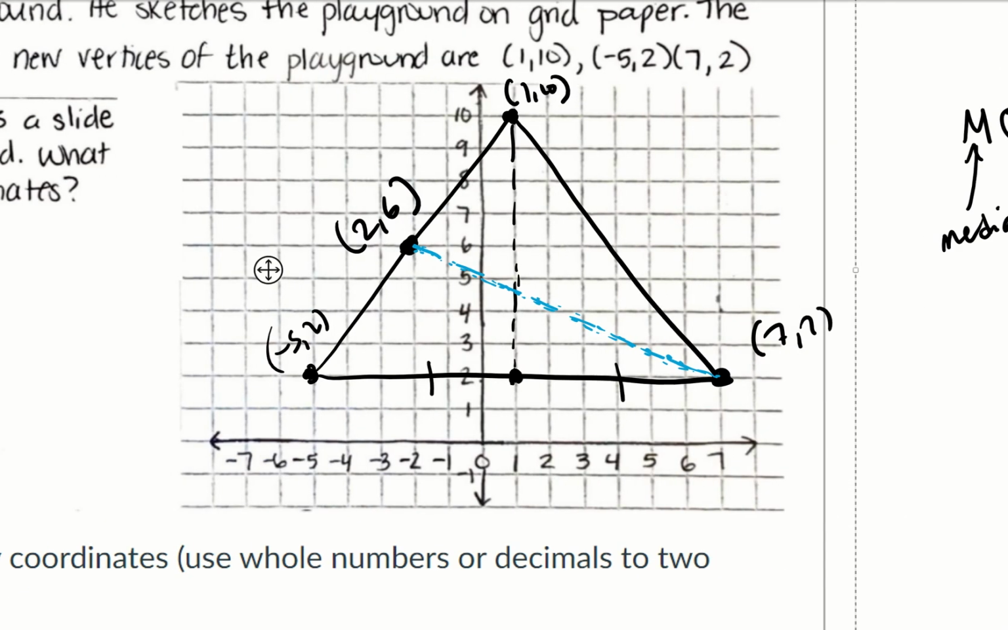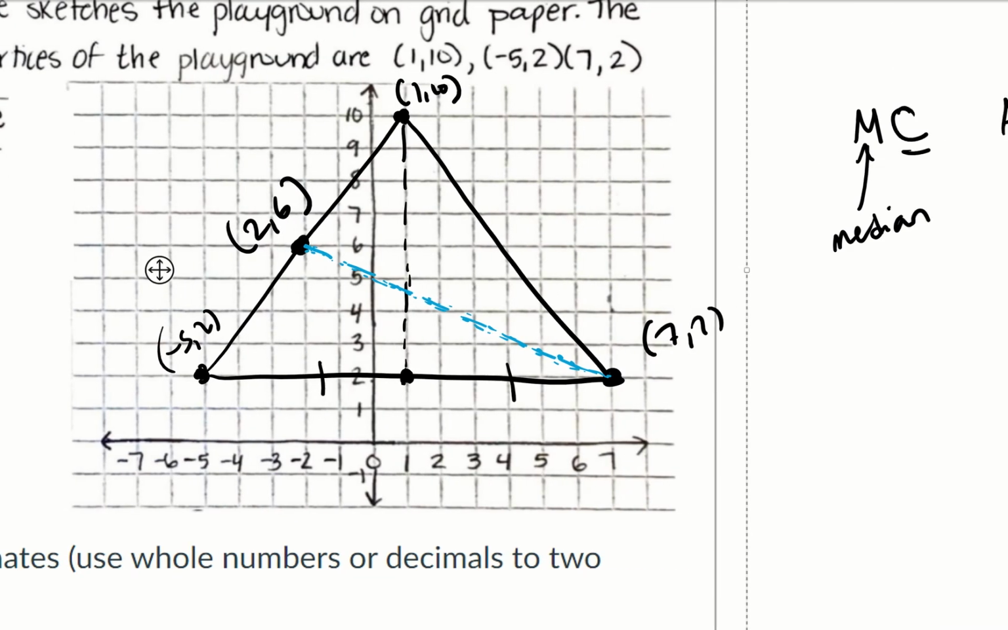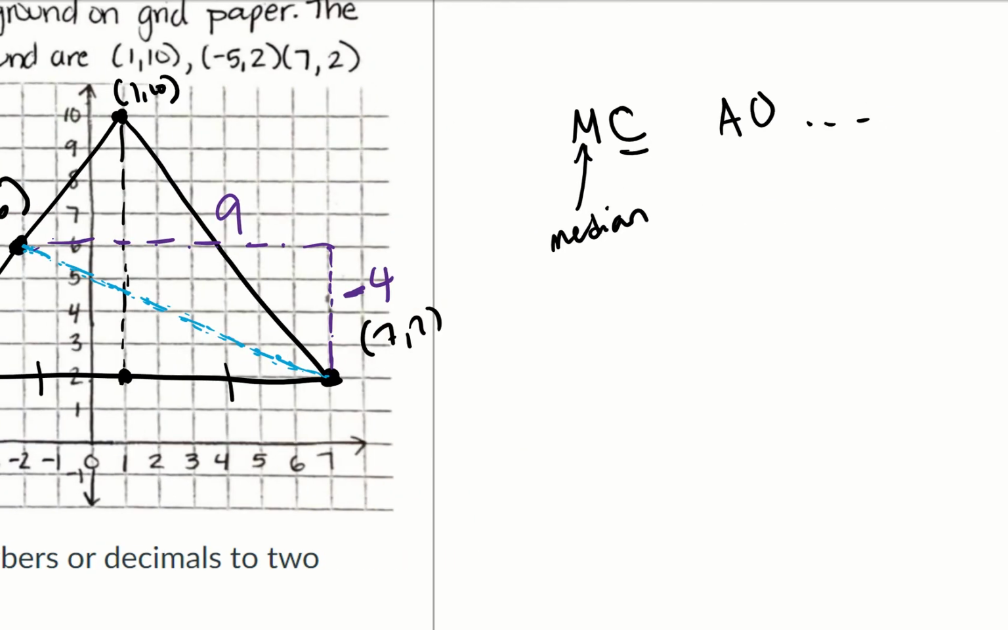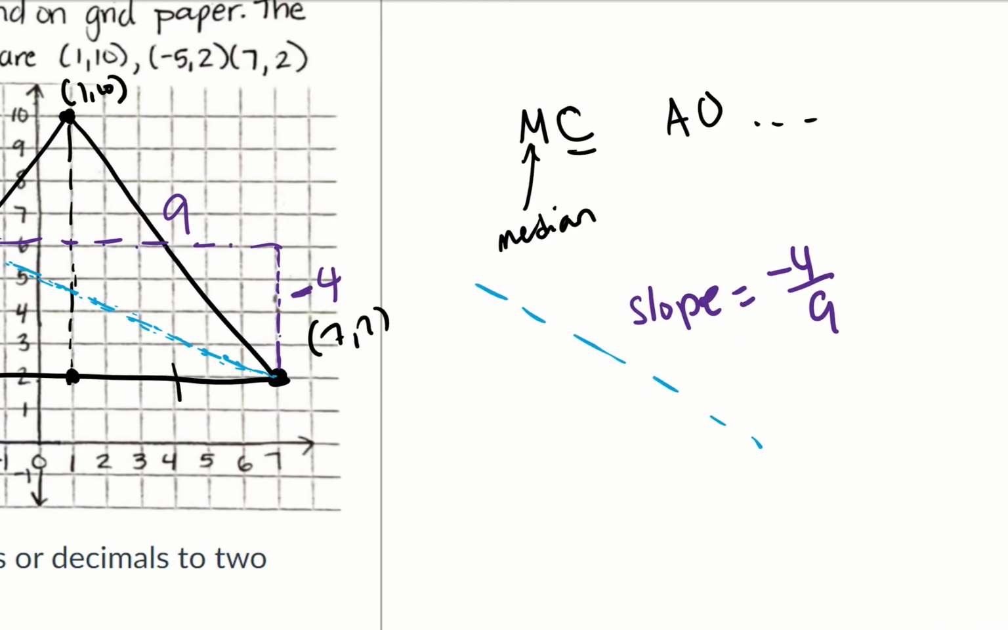In order to do that, remember, I'm going to have to do rise over run. So let's go ahead and do the rise. How much does it rise? And how much does it run? Okay, so basically it drops down, looks like 1, 2, 3, 4. It drops down 4. So that's going to be -4. And it goes to the right 1, 2, 3, 4, 5, 6, 7, 8, 9. It goes to the right 9. So the slope of this blue line is equal to -4/9. Okay, so we got the slope of that line.